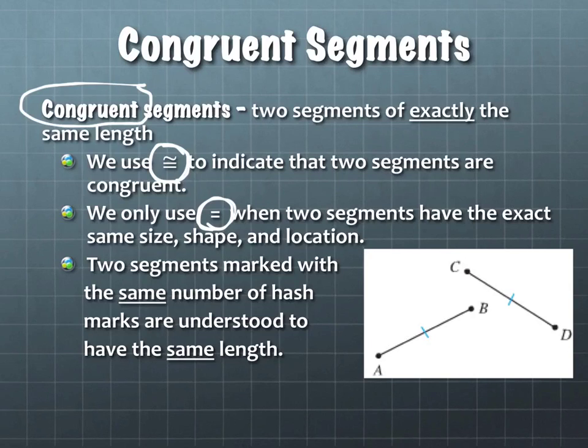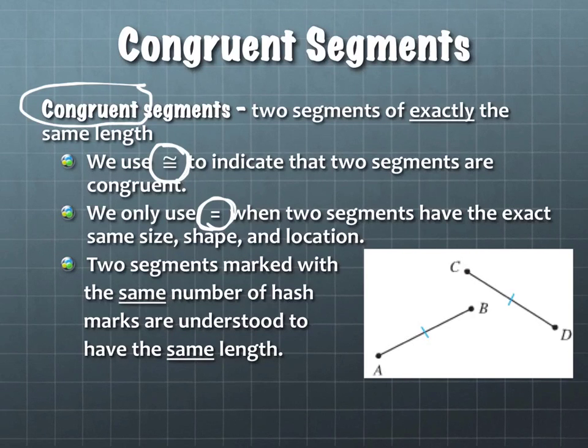Two segments that are marked with the same number of hash marks are understood to be the same length. So these two segments right here, we would say are the same length because they both have one blue hash mark on them. And you'll usually see this happen inside of another geometric figure. So like maybe you have a triangle and they mark two sides with a hash mark. Now you know these two sides of the triangle are equal in length. That's where you see it happen a lot.